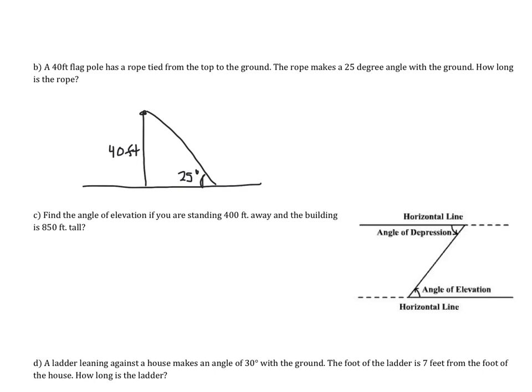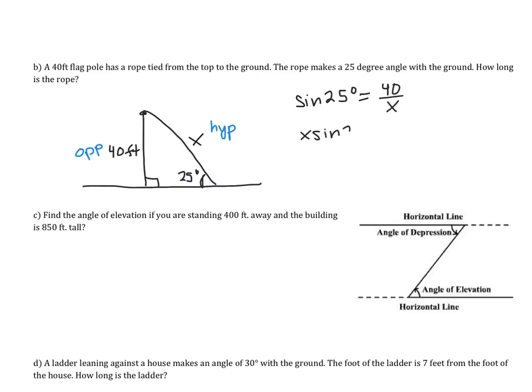How long is the rope? So they want us to find this. And we are just going to assume that the flagpole is vertical because most flagpoles should be vertical. So here again, look at what we have. We have the opposite side and the hypotenuse. So we're going to be using a sine ratio. So sine of 25 degrees is 40 over x.